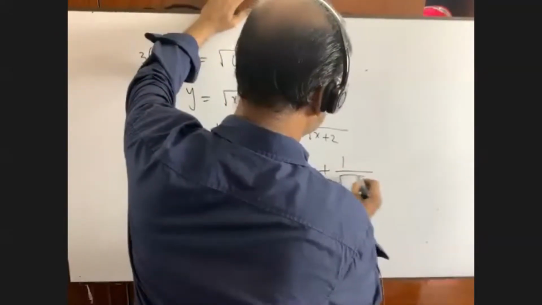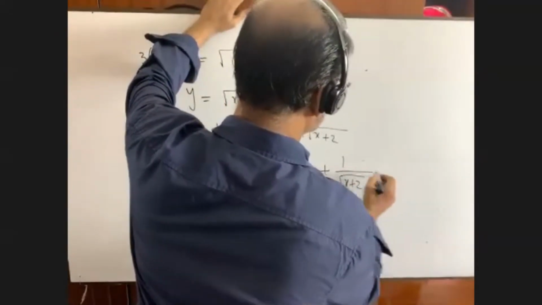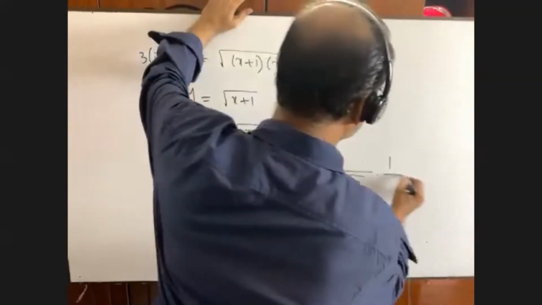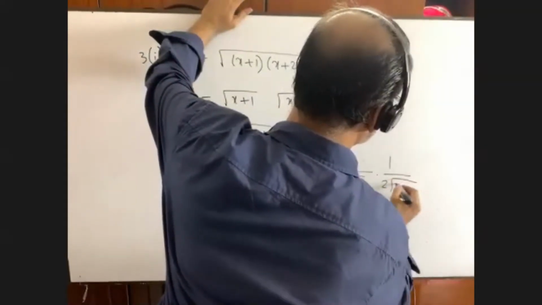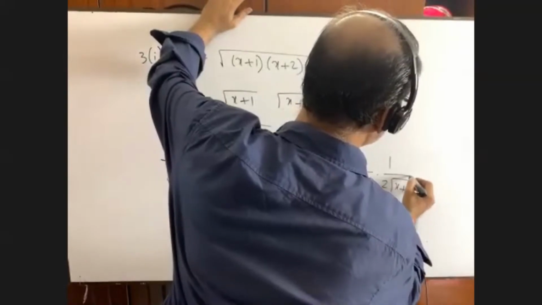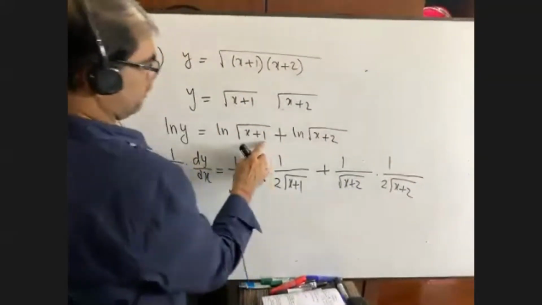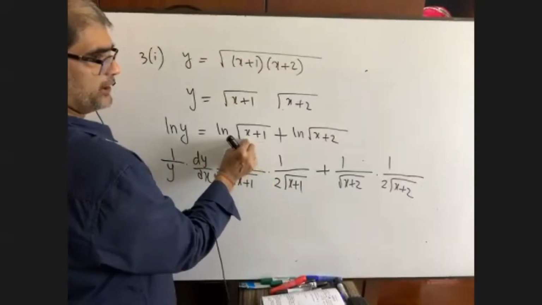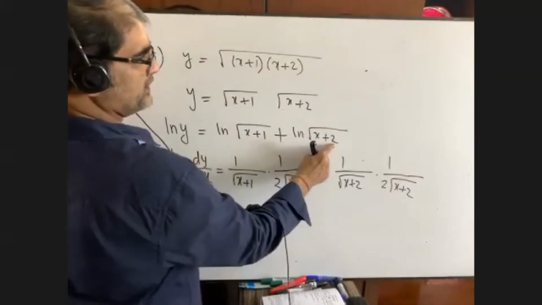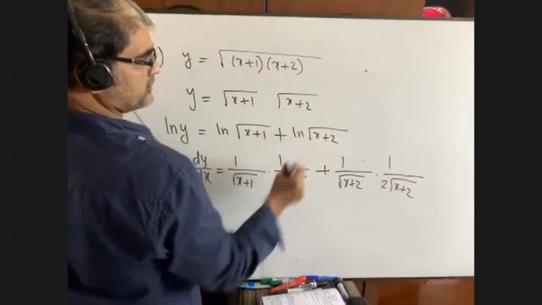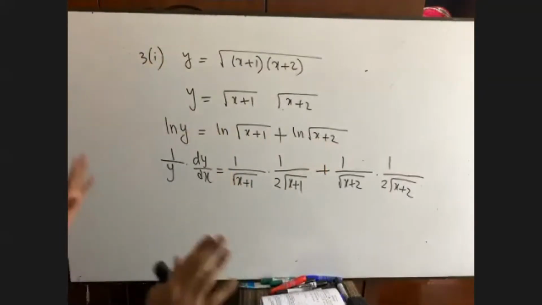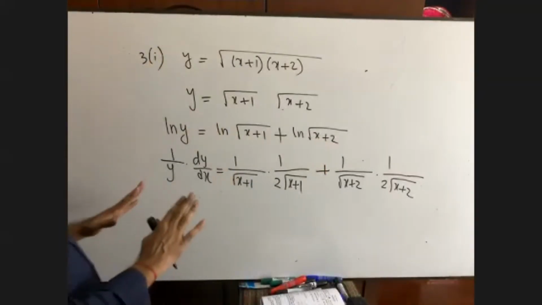One by x plus 2, root over x, 1 by 2 root x. Due to this, 2 is 0. This 1 is 0. So actually it is only root x. Have you got me? Now you just do it.